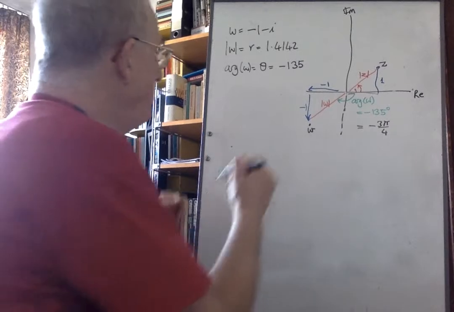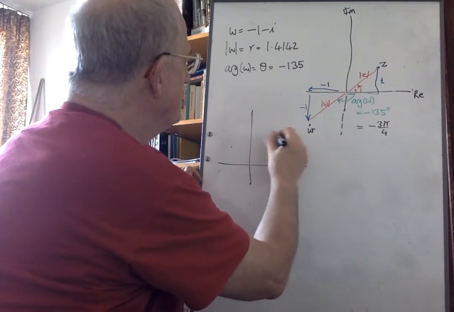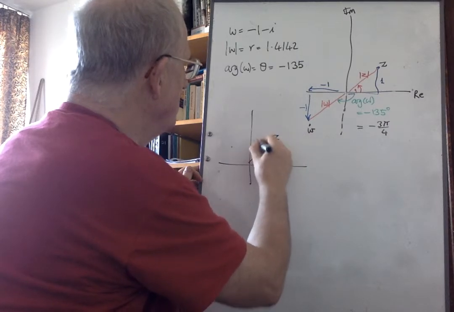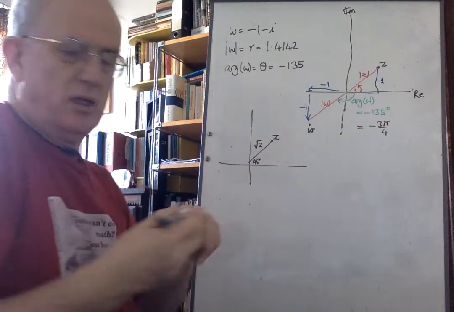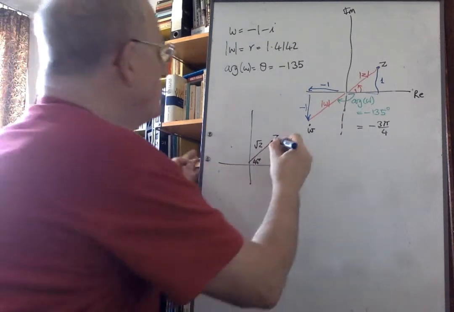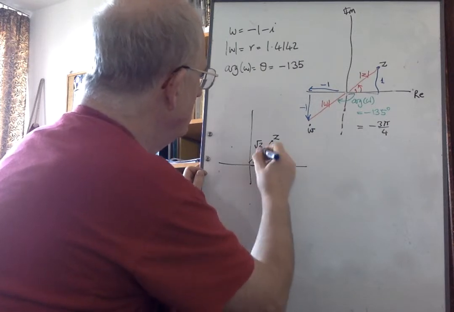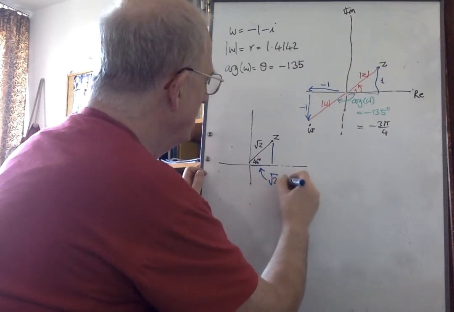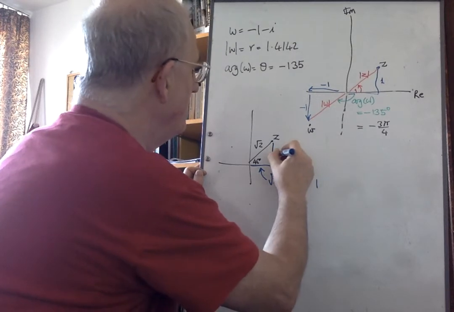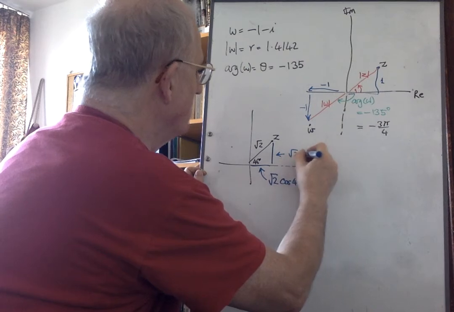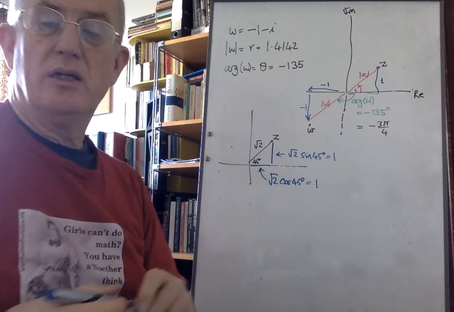Alternatively, you can do a picture. So we've got z here described as √2 up there and 45 degrees here. And then you draw in the triangle and you say, right, this bit is √2 times cos 45 degrees, which is 1. This bit is √2 times sine 45 degrees, and that's 1 as well.